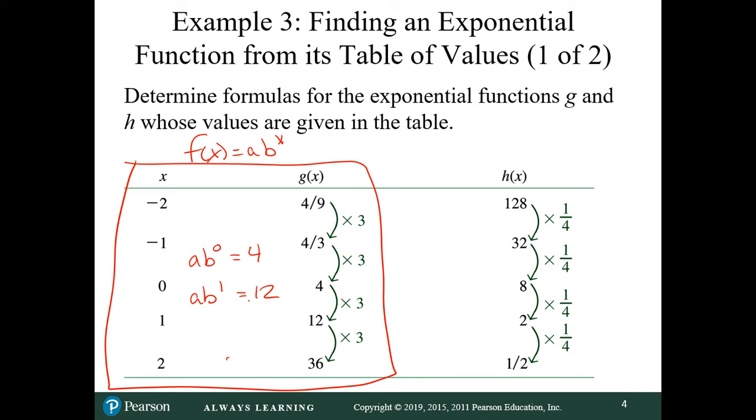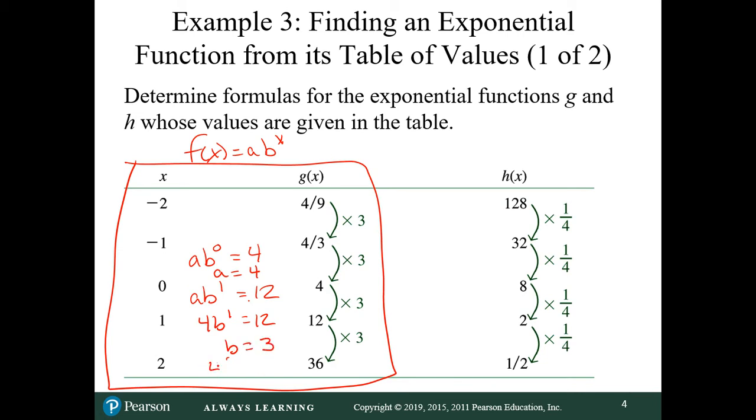What's anything to the 0 power equal to? Come on, what's anything to the 0 power? 1. 4 to the 0 is 1. 12 to the 0 is 1. 12 million to the 0 is 1. Everything to the 0 power is 1. So a times 1 equals 4. So what does a equal? 4. So 4b to the first equals 12, right? So b must equal 3.